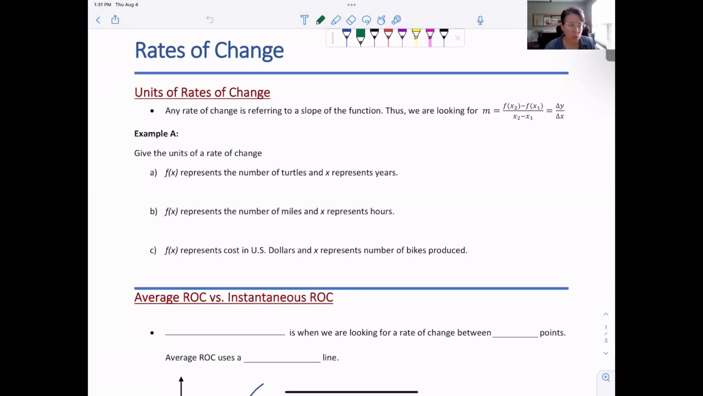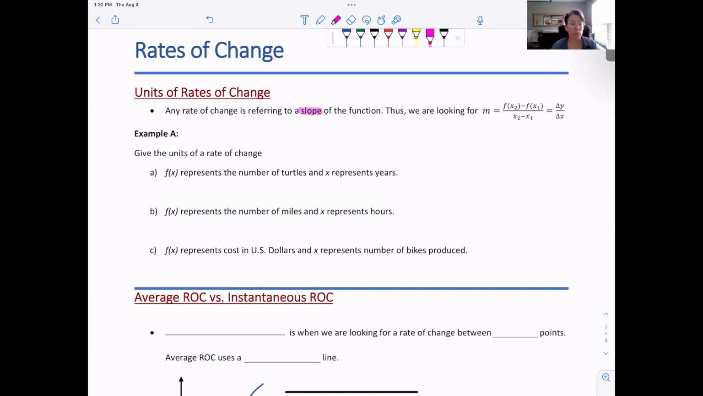So now we're looking at section 1.6, where we're looking at both average and instantaneous rates of change. One thing to keep in mind are the units of your rate of change. Remember, it's referring to the slope of a function. So if we're looking for that slope, we're looking at a change in y over x. That means when we're interpreting any rate of change, average or instantaneous, we're going to have your output, your y value, per one x input.